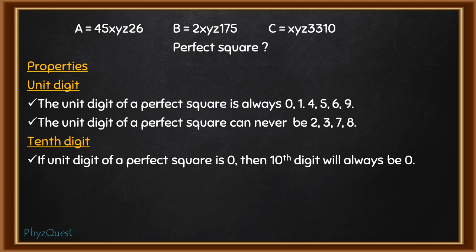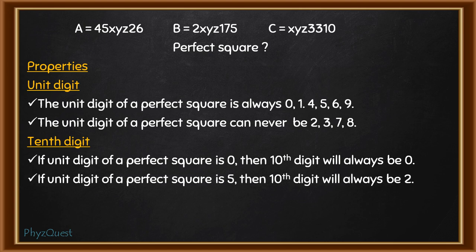So whenever the unit digit of a perfect square is 0, the 10th digit will always be 0. Or you can say that there should be an even number of zeros. If there is an odd number of zeros, it cannot be a perfect square, even if the unit digit is 0. That is the first rule for the 10th digit. The next rule: if the unit digit of a perfect square is 5, the 10th digit will always be 2. It cannot be anything else.